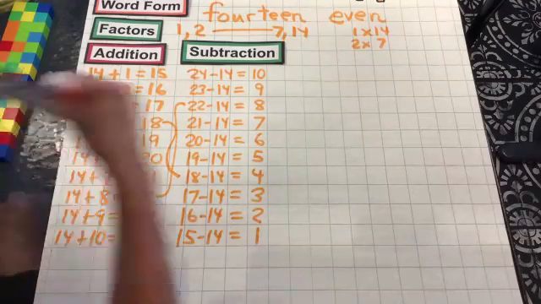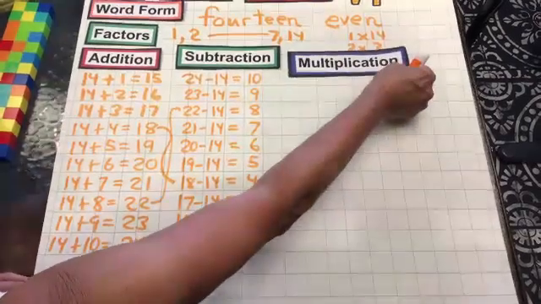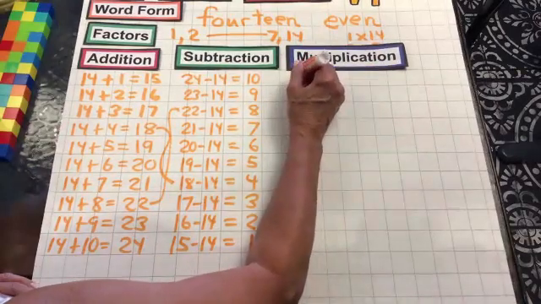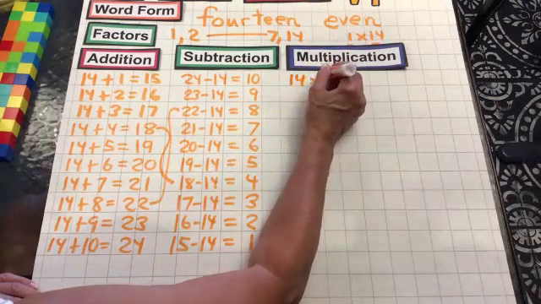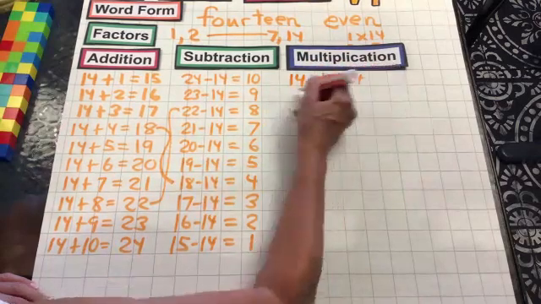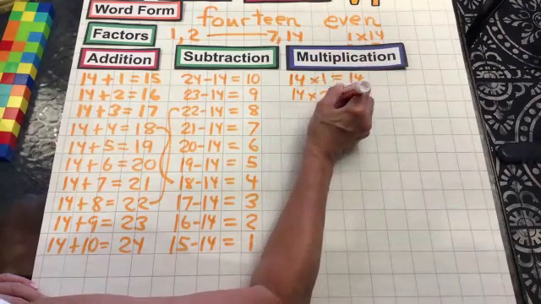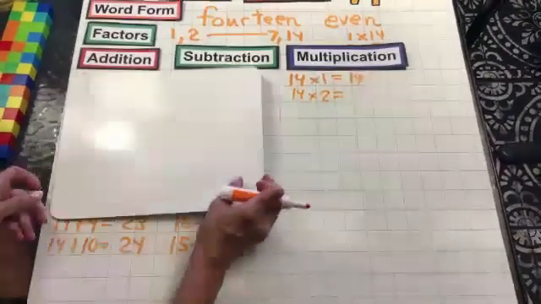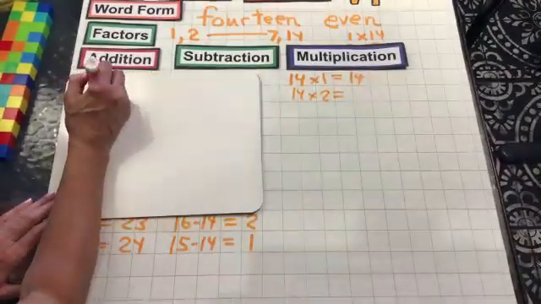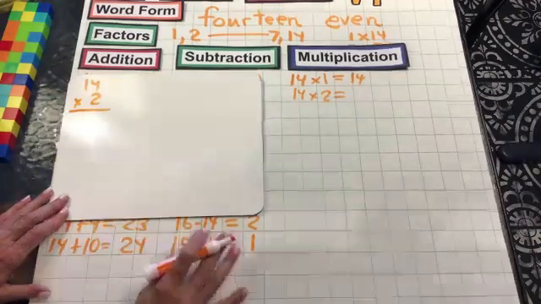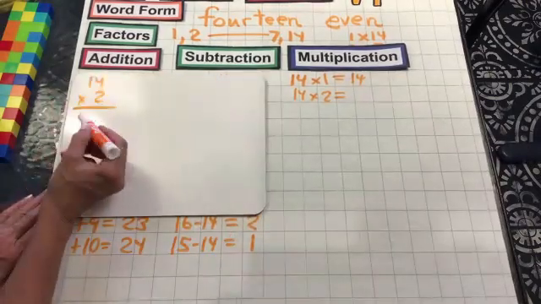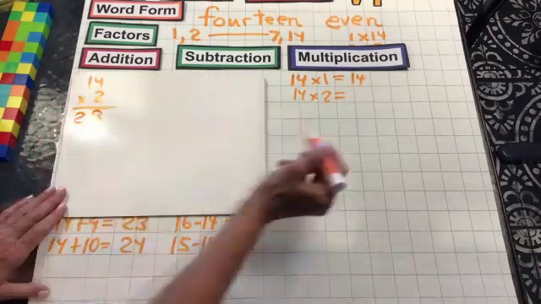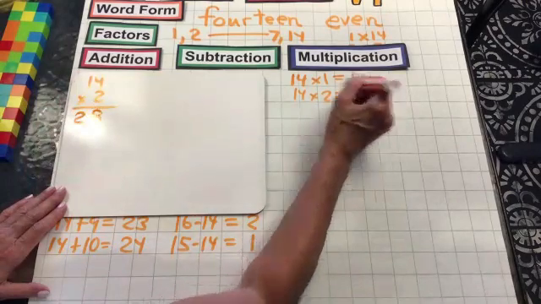Let's move on to multiplication. So yesterday we did the adding to multiply. Today we're going to do multiplication, strictly multiplication. So 1 times 14 equals 14. We're going to do 14 times 2 equals, and I'll get out our scrap paper here. So we're going to do 14 times 2. All right. So 2 times 4 is 8. Drop the 8. 2 times 1 is 2. So 2 14s is 28.